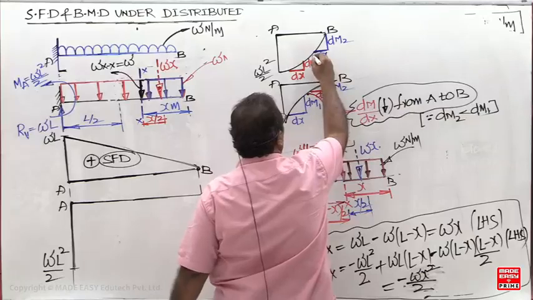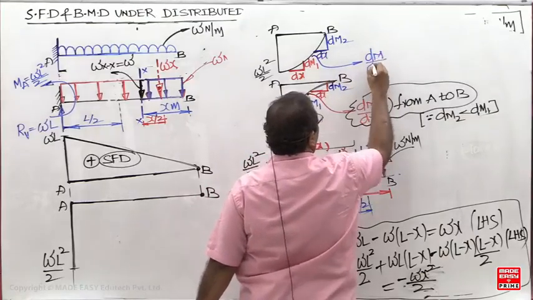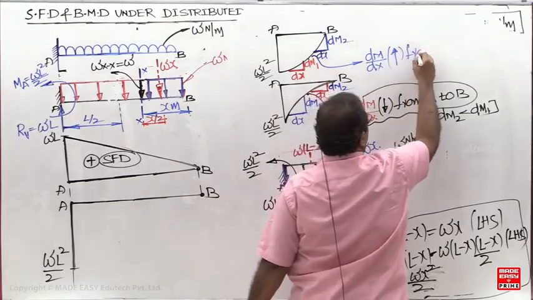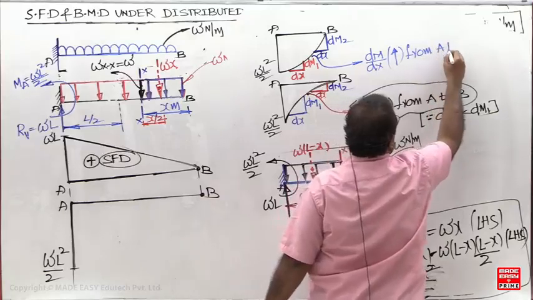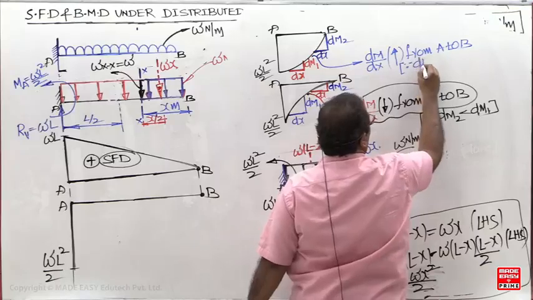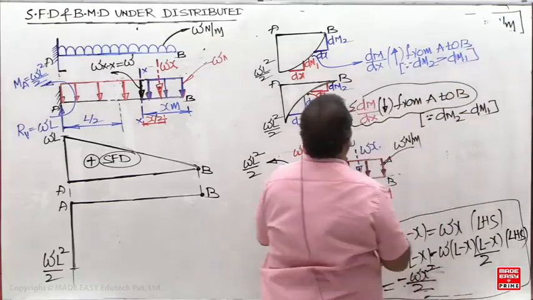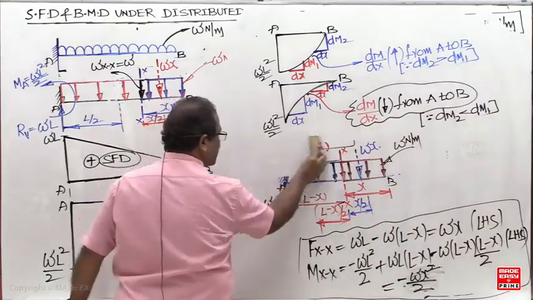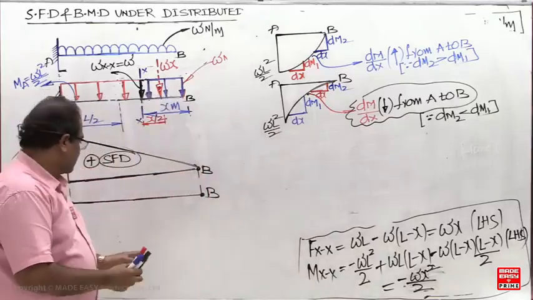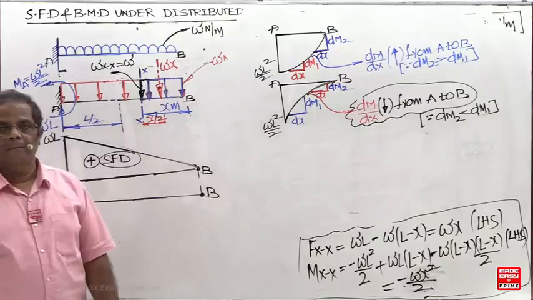And what about this parabola? dm by dx increases from left to right, because... So the two parabolas can be drawn like this. One student will draw the first parabola, another student will draw the second. Two parabolas are possible.